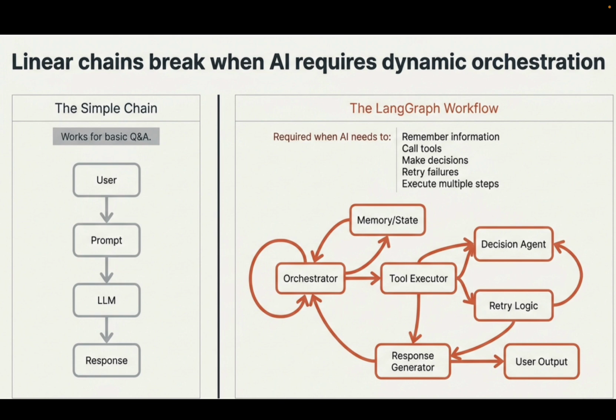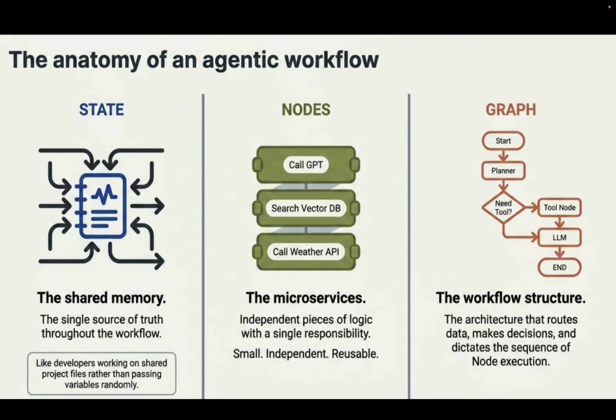Okay, now we will look at what the core building blocks of LangGraph are. There are three main building blocks. One is state, another is node, and another is graph. These are the three main building blocks of LangGraph. Okay, first we will discuss the state.